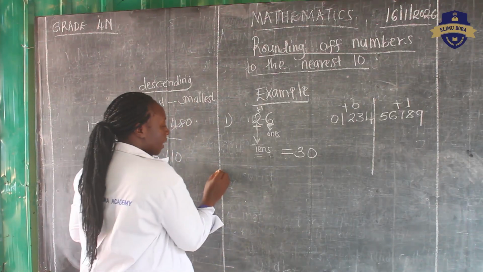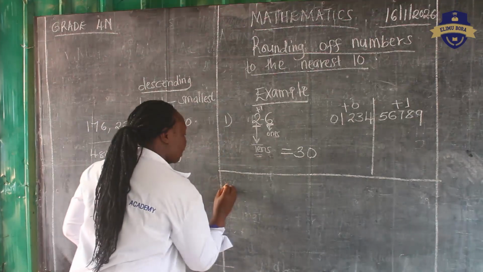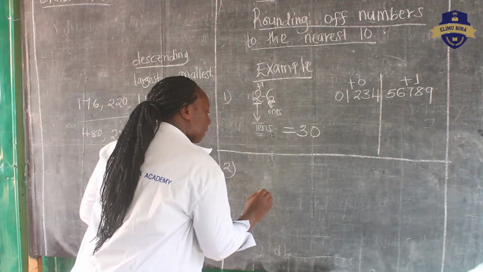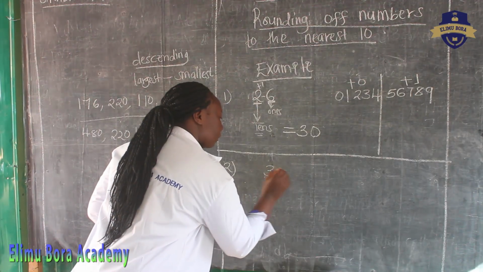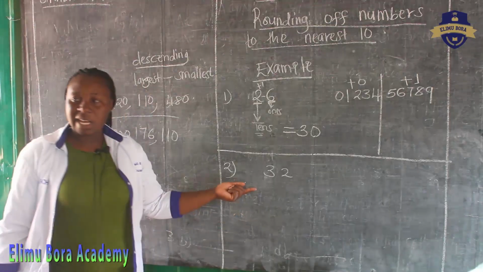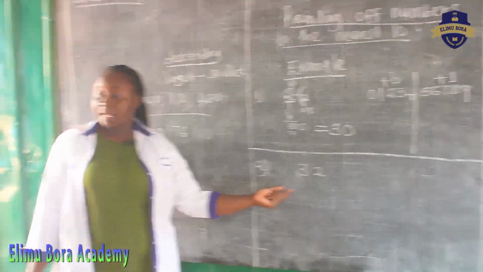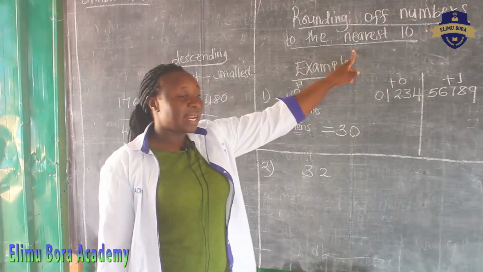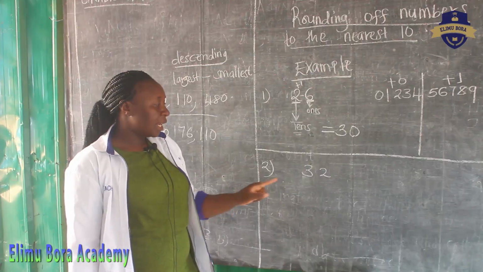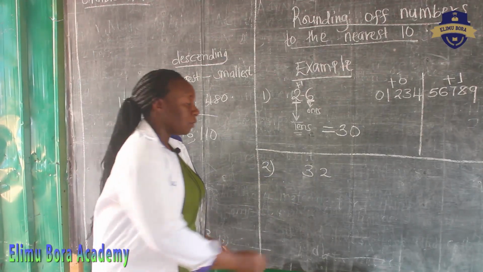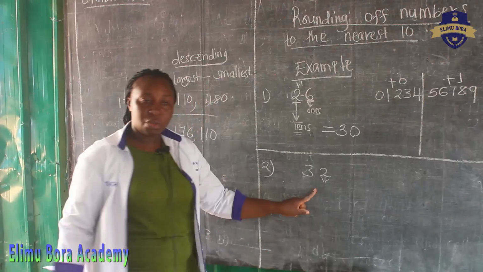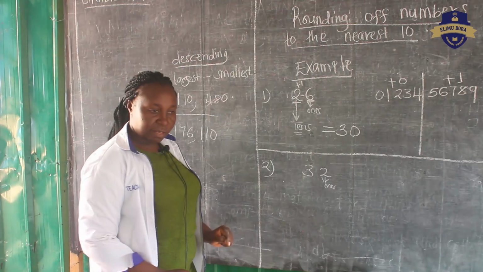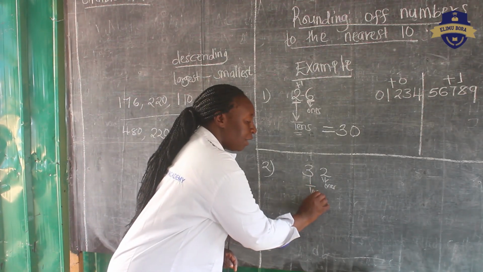Tumeelewana? Aya, let us look at another example, example 2. Don't write, just look on the blackboard. We have a number. Which number is that? Number 32. We are being told to round off number 32 to the nearest 10. Alafu tunaanza number 1, it is the place value. What is the place value of digit 2? Ones. What is the place value of digit 3? Tens.